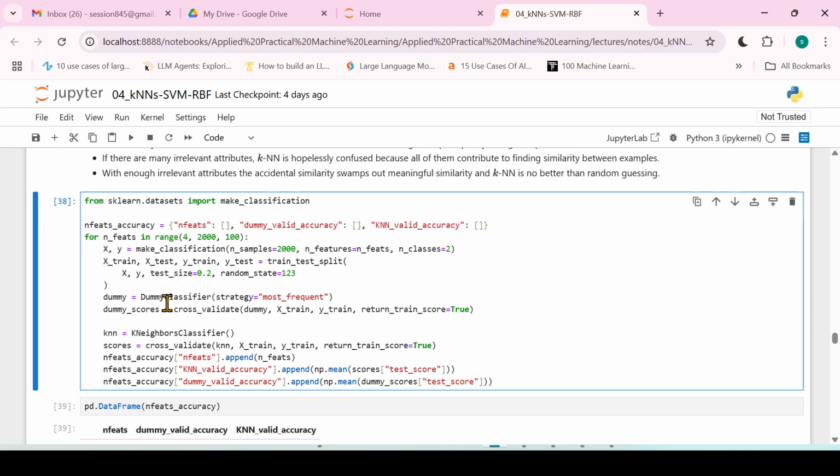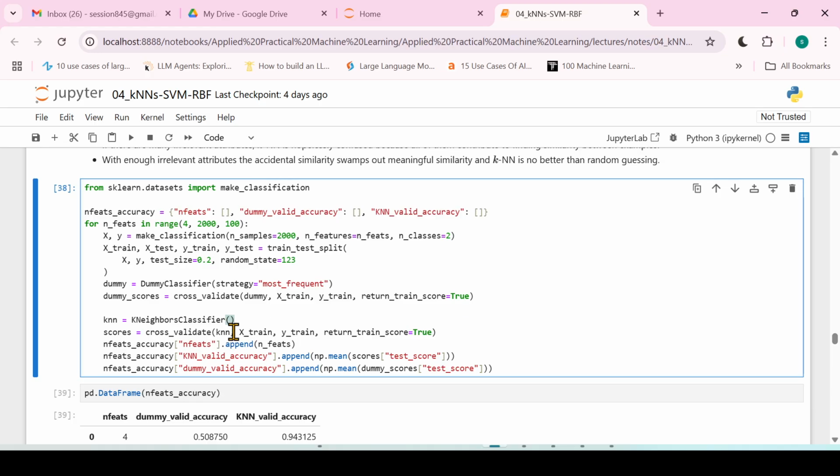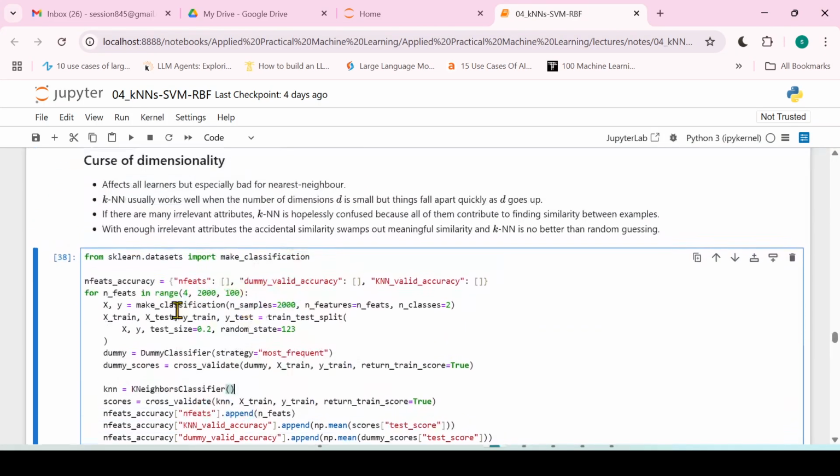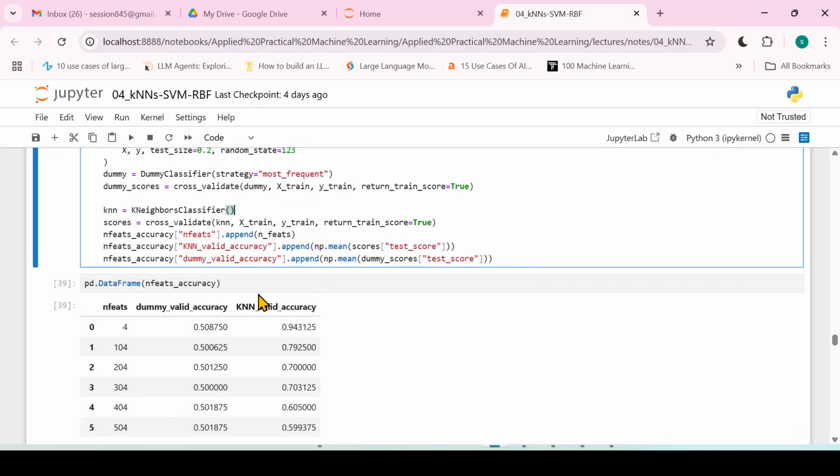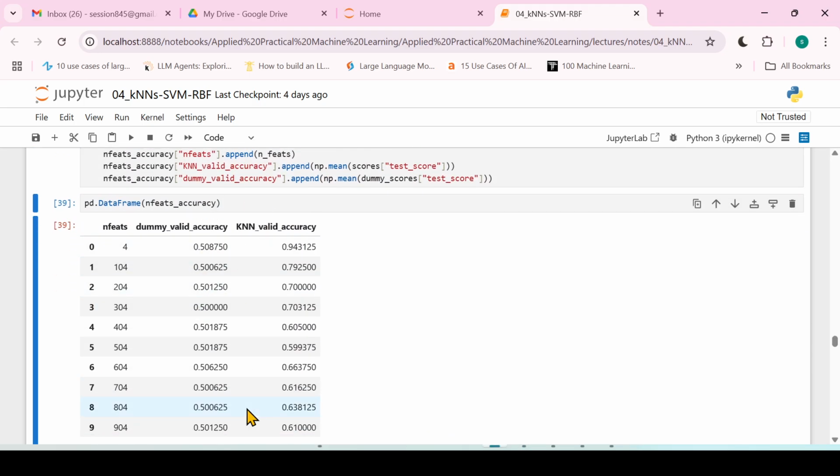So it will give you approximately 50% accuracy. But the KNN classifier is a full-fledged machine learning model. It's not a random guess. And then we want to see how things change if the number of features gets changed, right? And here we have stored all the results into this n feature accuracy matrix, right? And here we are just trying to see the result.